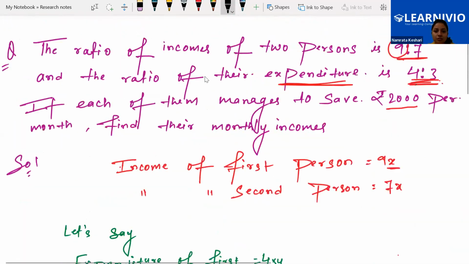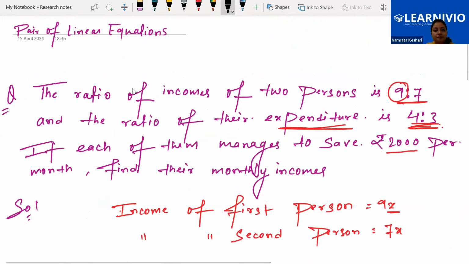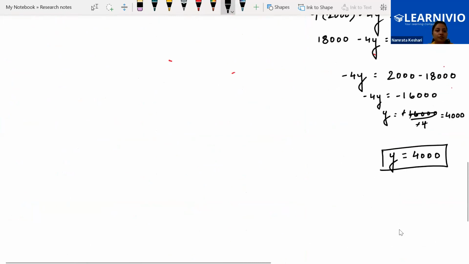So we have to find their monthly income. The ratio of the income of the two persons is 9:7. We have taken one as 9x, another as 7x. If we had not found the y value, it would also be fine, because eventually we just have to find their monthly income. In this question, we don't have to find the expenditure of each person. So income we have taken according to our assumption. Income is 9x, income is 7x. So it will become the income of the first person.